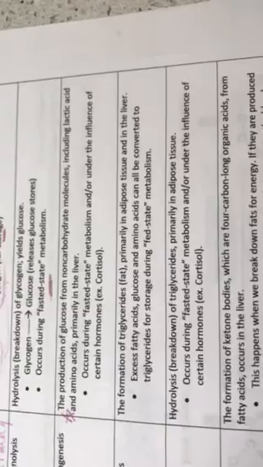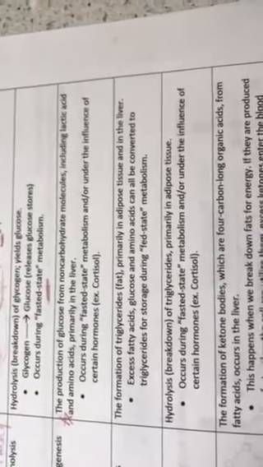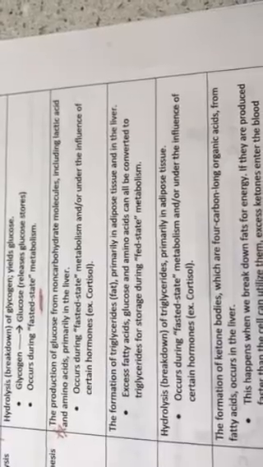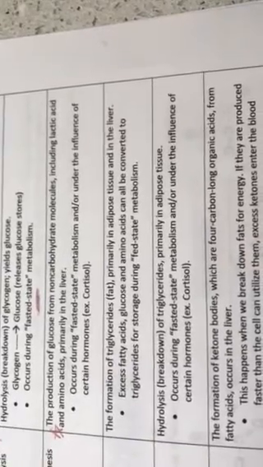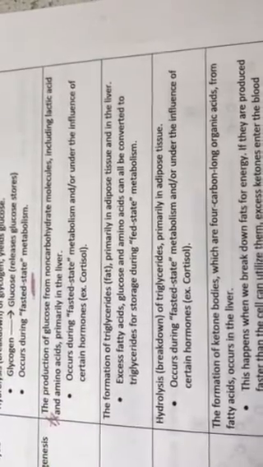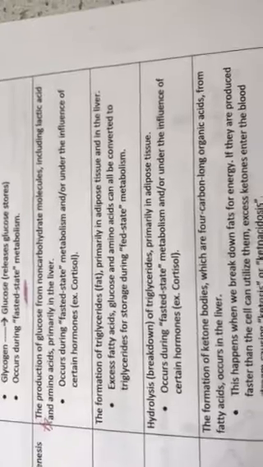So this will also occur in the fasted state. When we're between meals, the body will start to produce its own glucose. So it occurs during the fasted state metabolism and or under the influence of certain hormones like cortisol. We're going to find in the endocrine system that cortisol will stimulate gluconeogenesis.